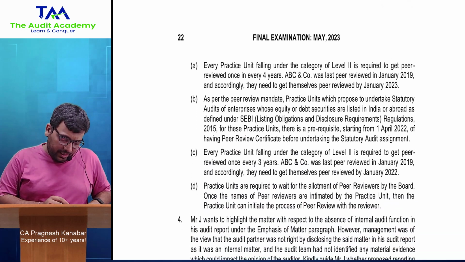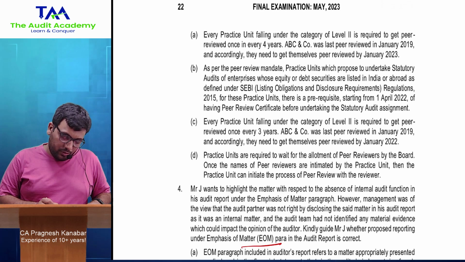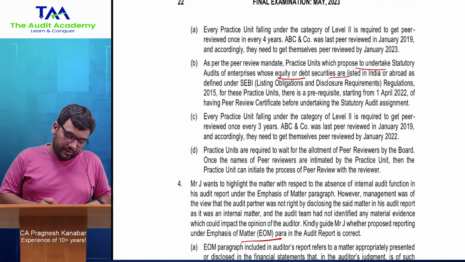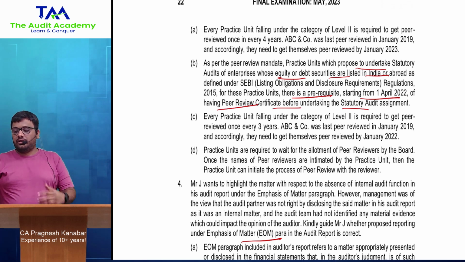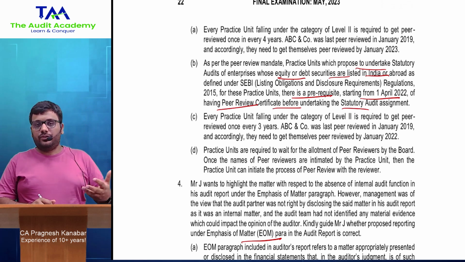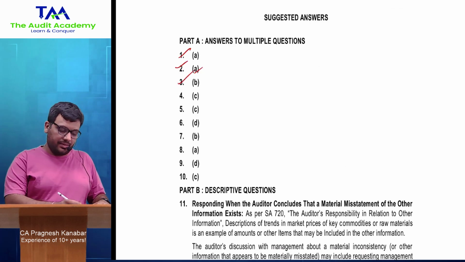So as per the peer review mandate, a practice unit proposed to undertake statutory audit of enterprises whose equity or debt securities are listed, as a prerequisite starting 1st April 22, should have a peer review certificate before accepting a statutory audit assignment. Because if they are not doing this, then obviously they are not following the provisions of the peer review mandate. So as you can see in question number 3, they have given B as the answer over here.